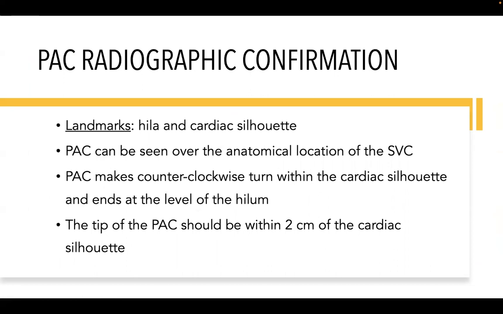Radiographic landmarks for confirming pulmonary artery catheter placement are the hila and the cardiac silhouette. On chest imaging, the pulmonary artery catheter can be seen over the anatomical location of the superior vena cava. Then it makes a counterclockwise turn within the cardiac silhouette and ends at the level of the hila. The tip of the pulmonary artery catheter should be within 2 centimeters of the cardiac silhouette.